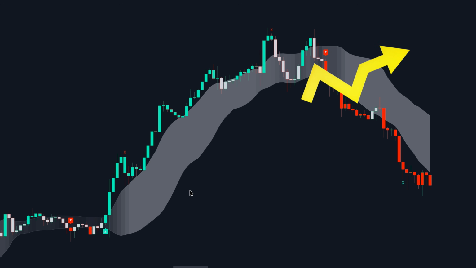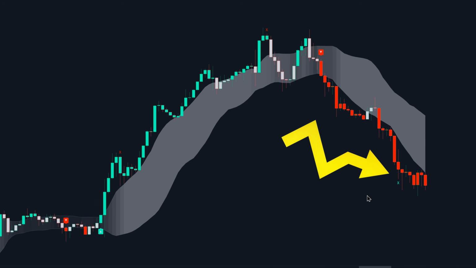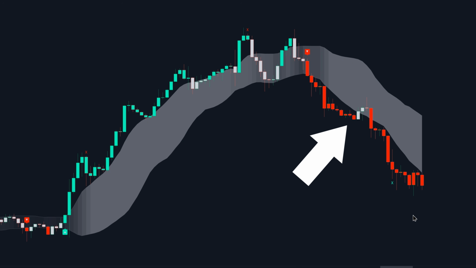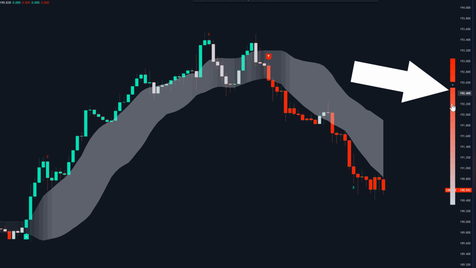A bullish trend is confirmed when this cloud is angled upward like this and the price is trading above it. Conversely, a bearish trend is going to be confirmed when this cloud is angled downwards like this and the price is trading under it. This indicator also has a trend strength gauge that can be used to indicate the strength of the trend. This pointer is going to be used to indicate the strength.